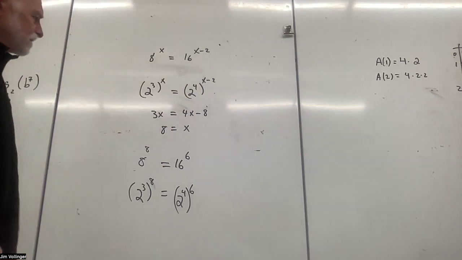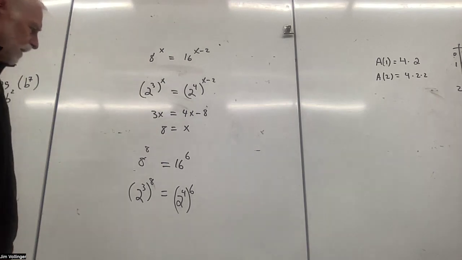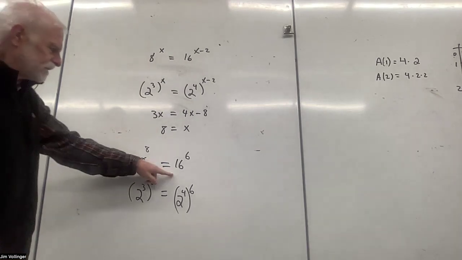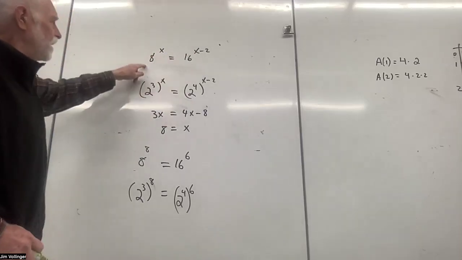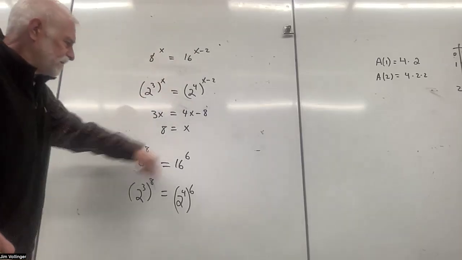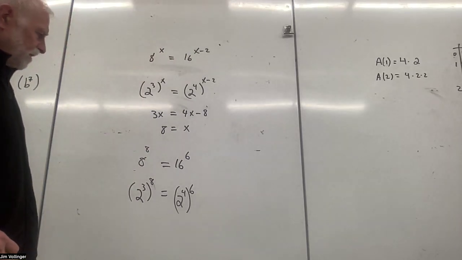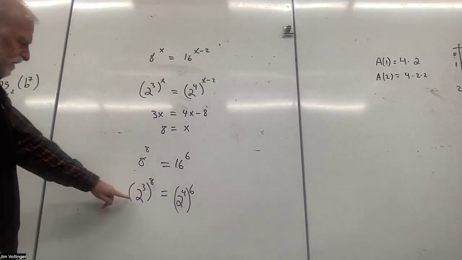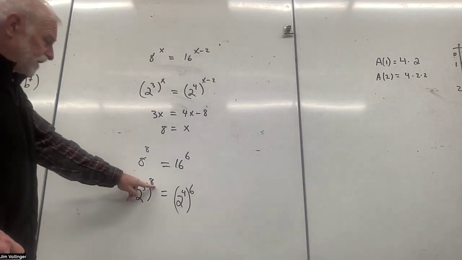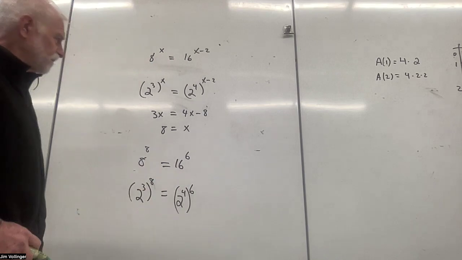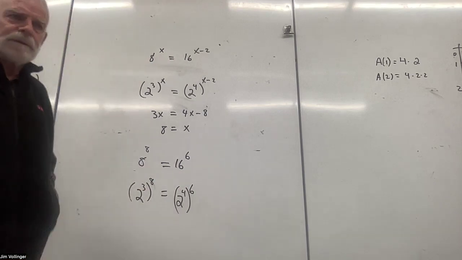When I solve for x, I got 8. And I can see 8 to the 8 is 16 to the 6. Yes, if I put an 8 in here and an 8 in there, I get 8 to the 8, 16 to the 6. And I can't initially see that those are the same unless I change it to base 2. And then I'm looking at, 3 times 8 is 24 and 4 times 6 is 24. So something's going on here.